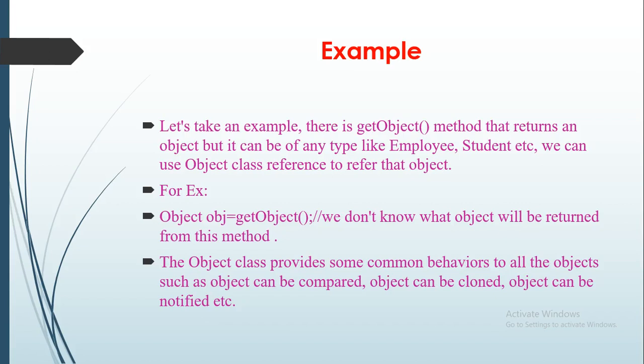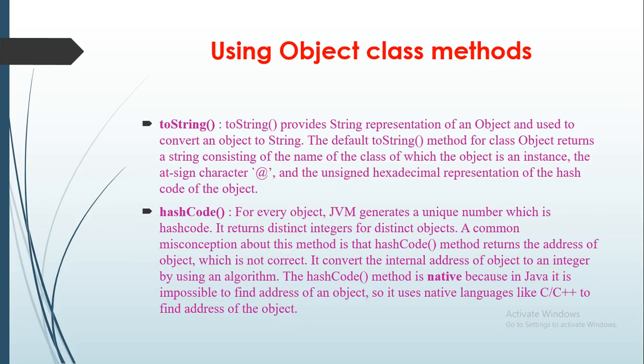The Object class provides some common behaviors to all the objects, such as an object can be compared, it can be cloned, it can be notified, etc., using Object class methods. So here are the different types of Object class methods. Let's discuss them. First one is toString.